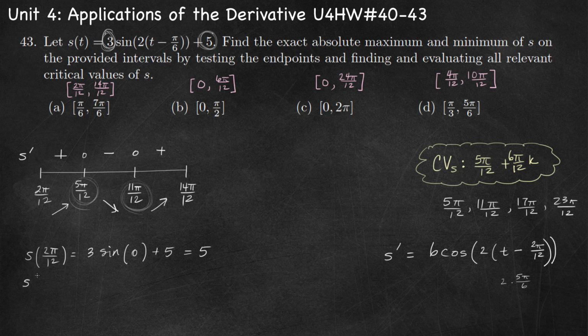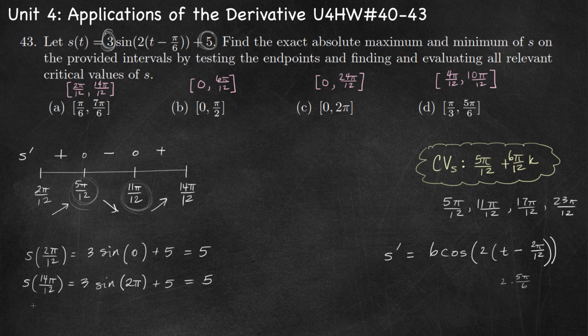Our other endpoint, S of 14 pi over 12, is 3 times the sine of 14 pi over 12 minus 2 pi over 12, which is 12 pi over 12, or just pi, times 2. It's 2 pi. The sine of 2 pi is 0. Times 3 is 0, plus our 5 is 5. So our absolute max is 8. It's already higher than the 5, and our absolute min is 2. But we can verify that.